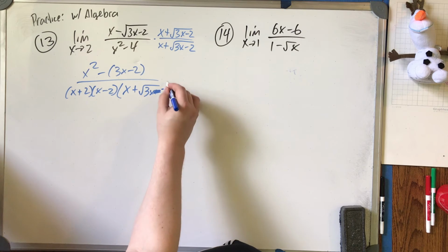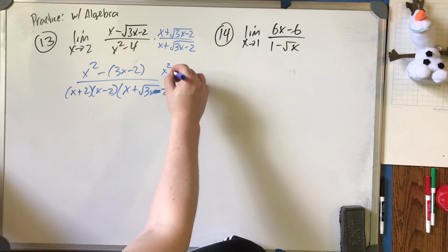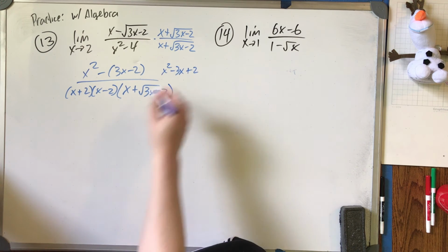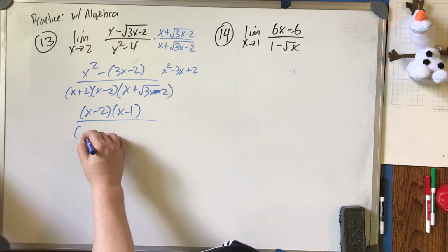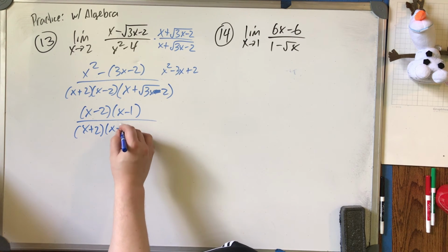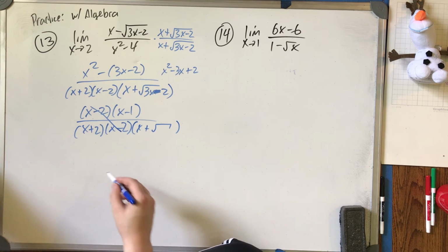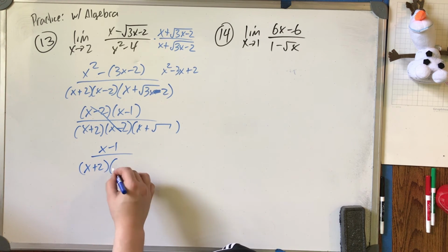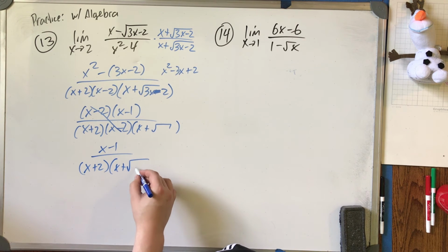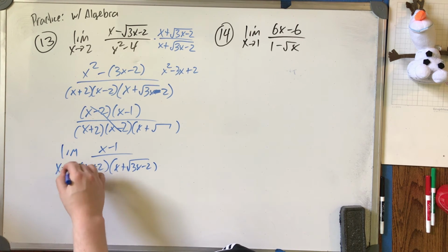That's a minus sign. Up top, when I distribute this through, I'm going to get x squared minus 3x plus 2. So that's going to factor to x minus 2, x minus 1. Which will cancel with my x minus 2 in the denominator, which is going to allow me to direct substitute now, I believe. So let's see, that's x minus 1 over x plus 2 times x plus the square root of 3x minus 2. And I'm doing the limit as x approaches 2.